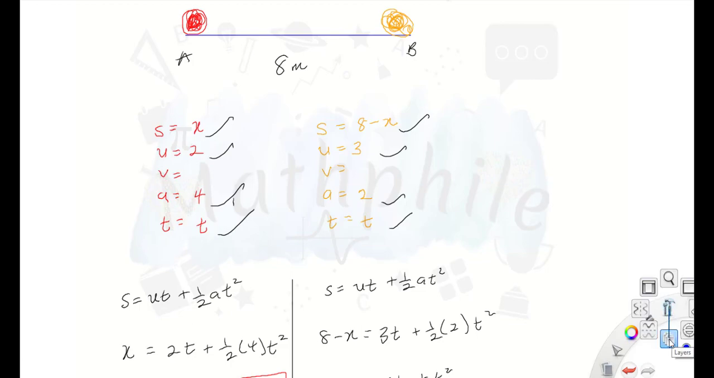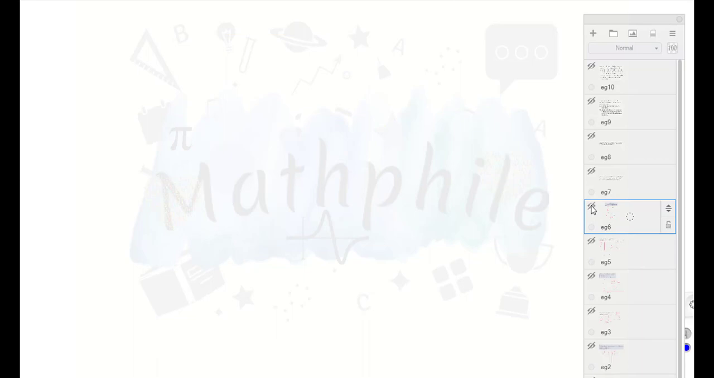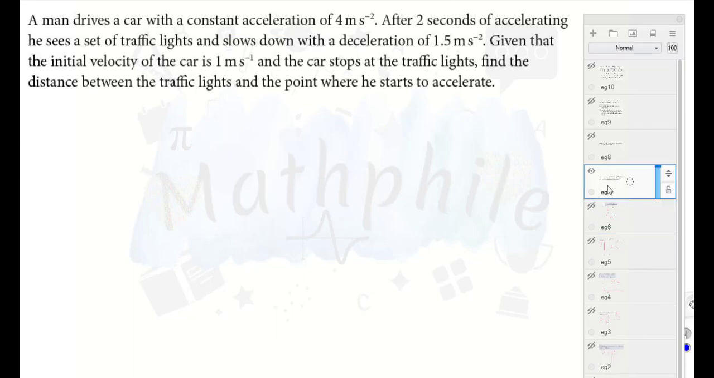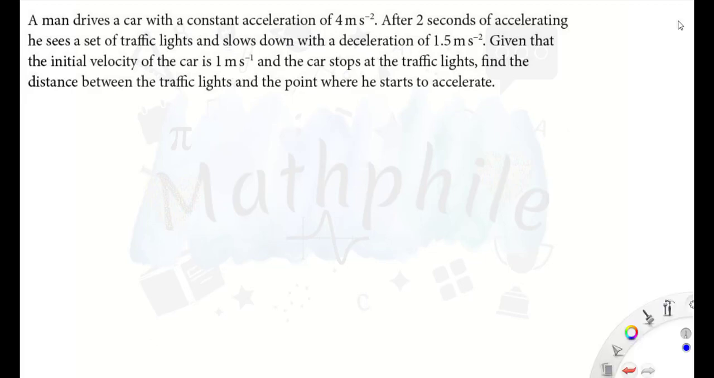We are almost done. Question number 7. A man drives the car with a constant acceleration. After 2 seconds of accelerating, he sees a traffic light and slows down with a deceleration of 1.5 meters per second squared. Given that the initial velocity of the car is 1 meter per second and the car stops at the traffic lights, find the distance between the traffic lights and the point where it accelerates.